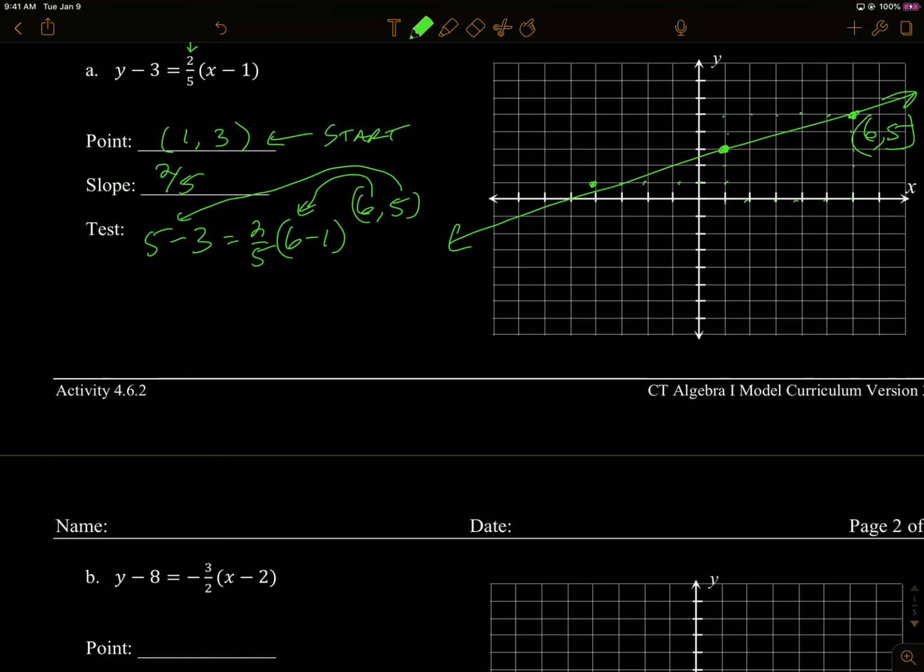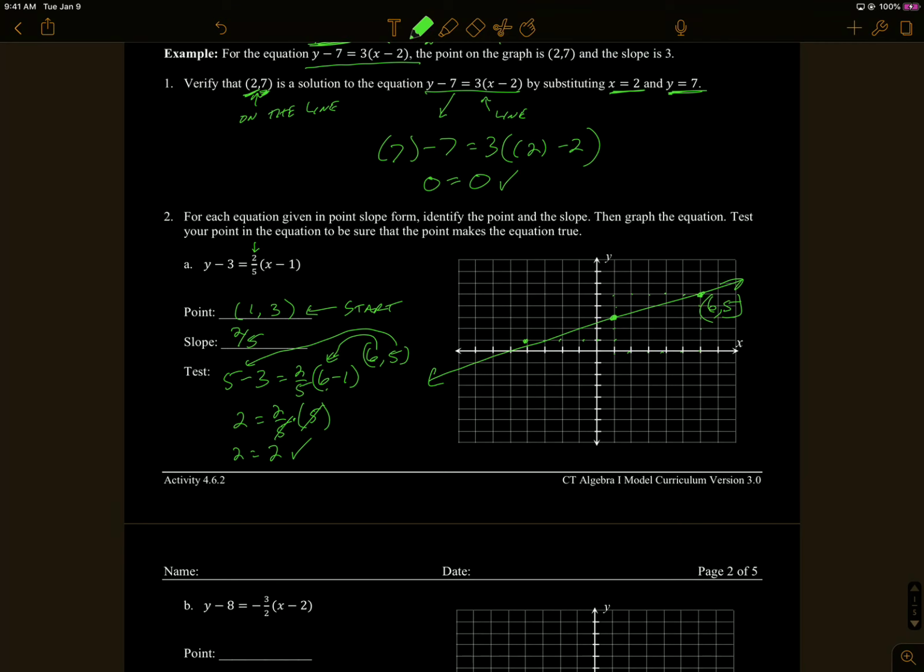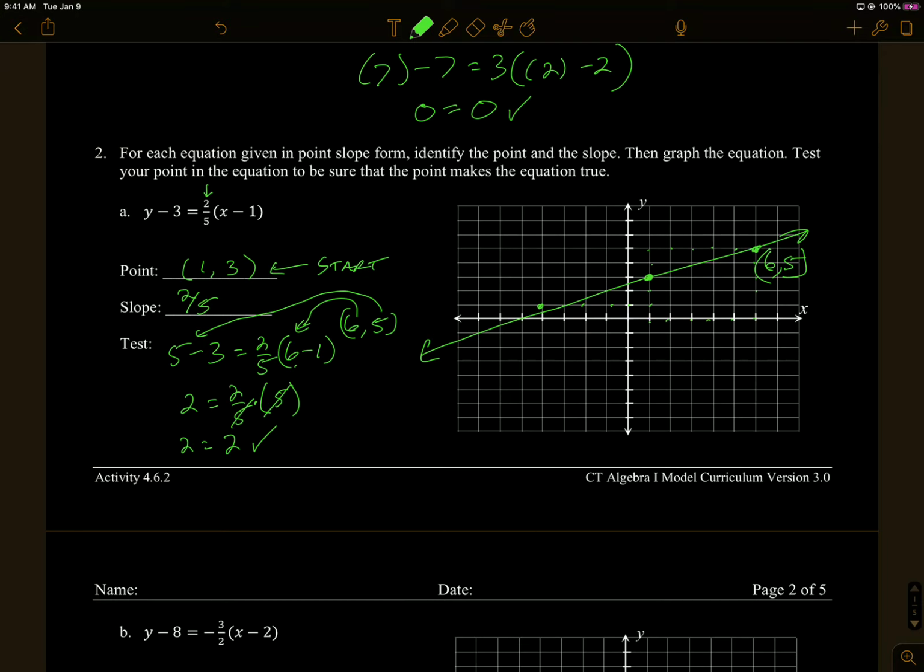5 minus 3 is 2. And then I get 2/5 times 6 minus 1 is what, 5? And I get 2 equals 2/5 times 5. So if I do 5 divided by 5 first, I get 1, and then 1 times 2 is 2. I get a true statement. So that point is on the line. Okay? Test your point in the equation to be sure that the point makes the equation true.